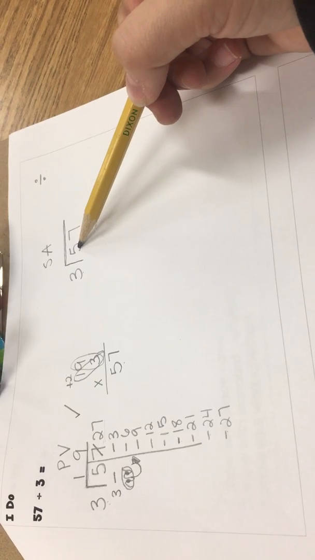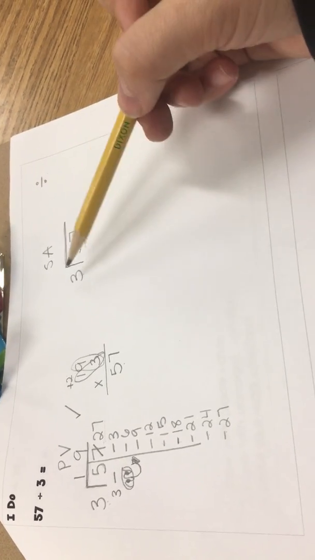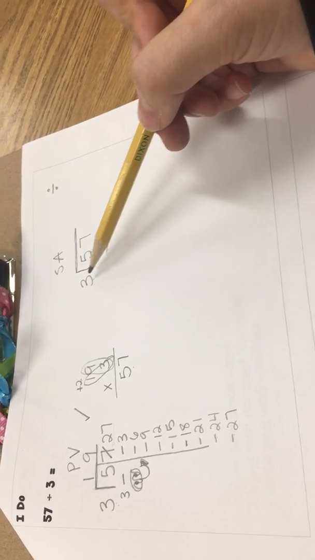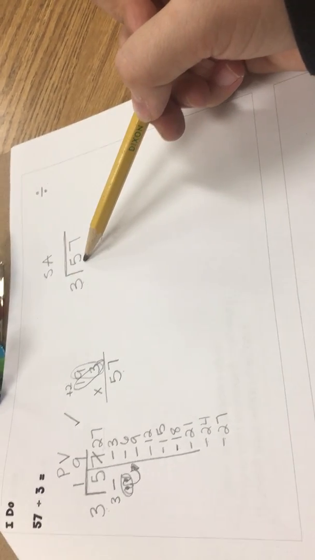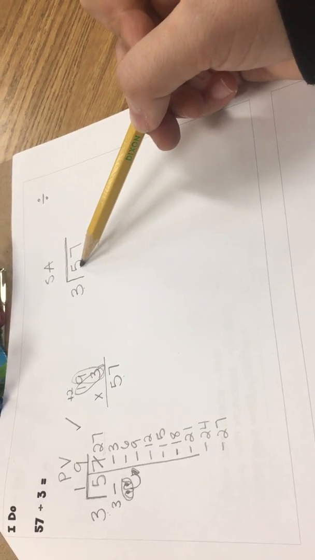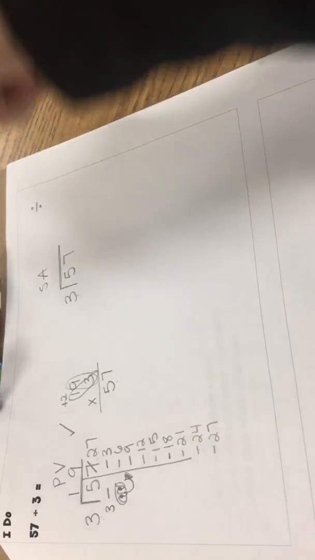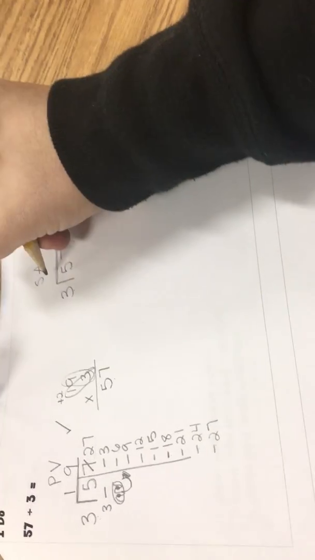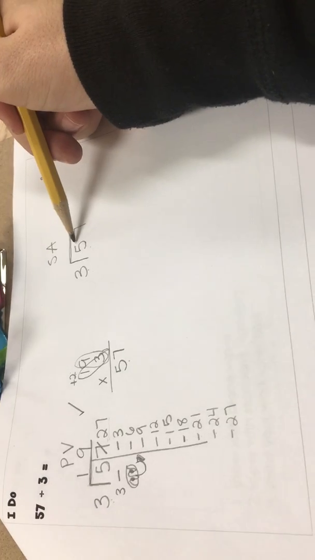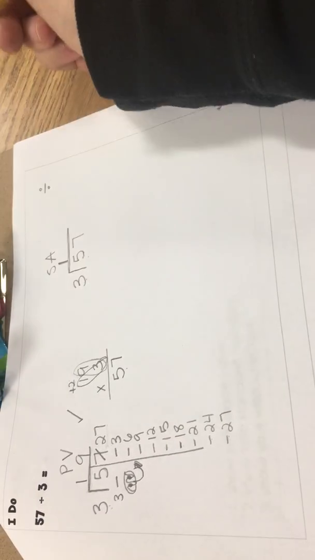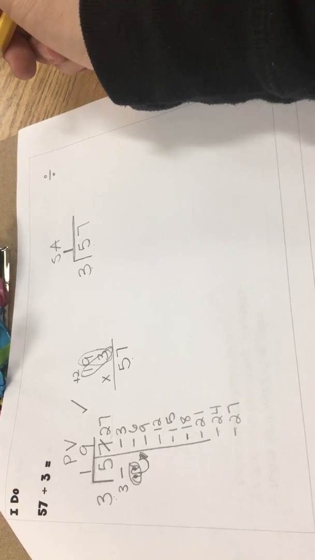So I have to ask myself, okay, how many times can 3 groups be made out of 5? Or how many groups of 3 can be made out of 5? Well, I know that 3 can go into 5 only 1 time, because if it goes in 2 times, that would make 6. So above my 5, I'm going to put a 1.